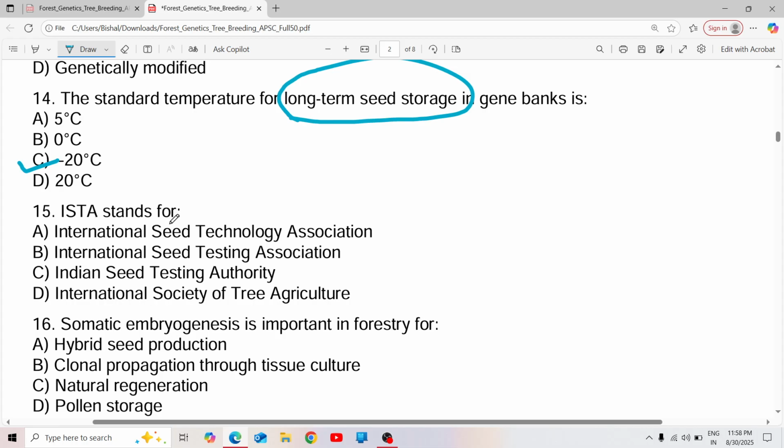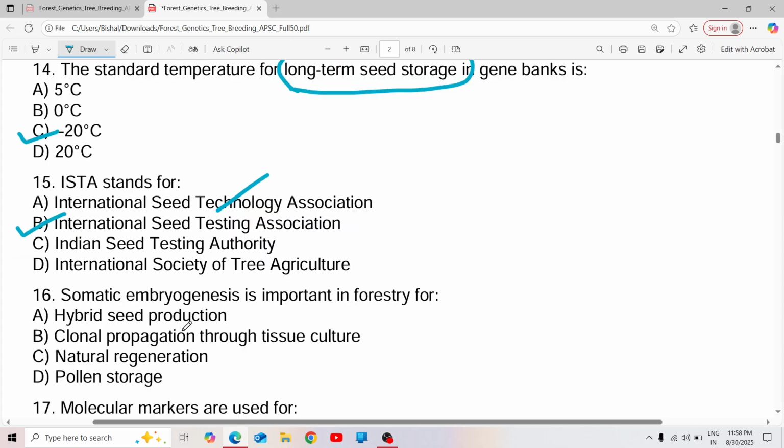ISTA stands for what? International Seed Testing Association. Not International Seed Technology, it is International Seed Testing Association. Option B is the correct answer.